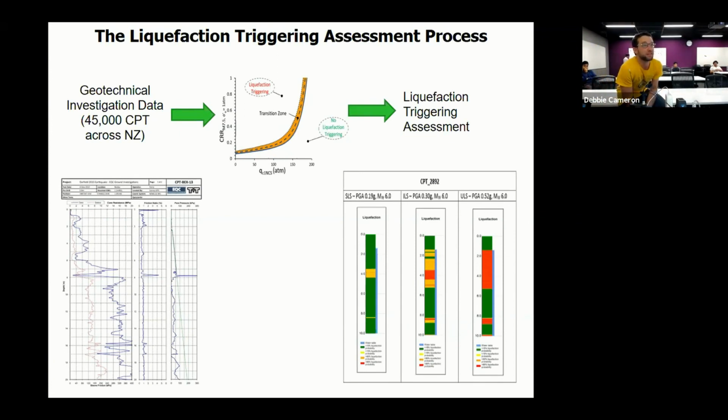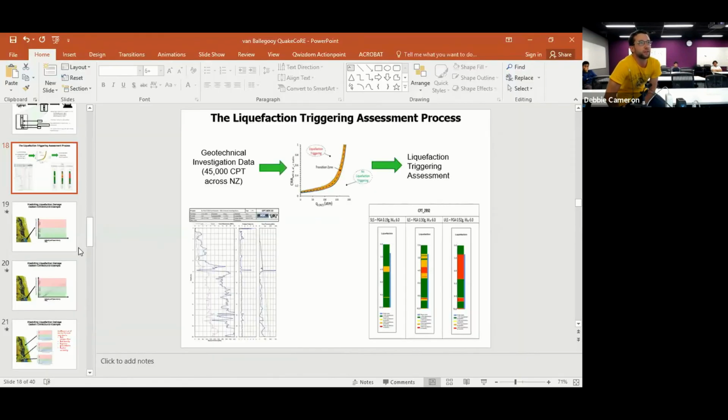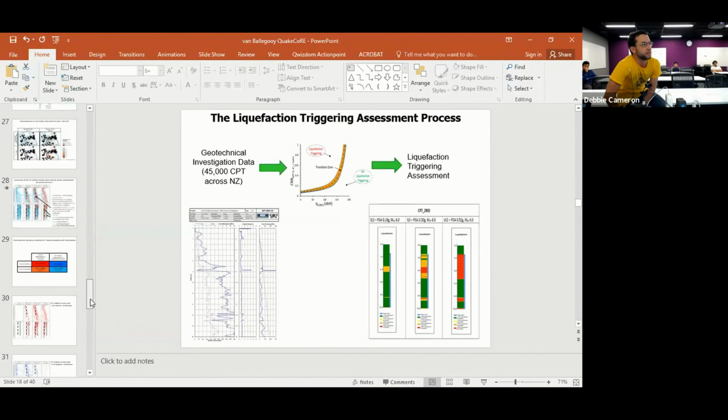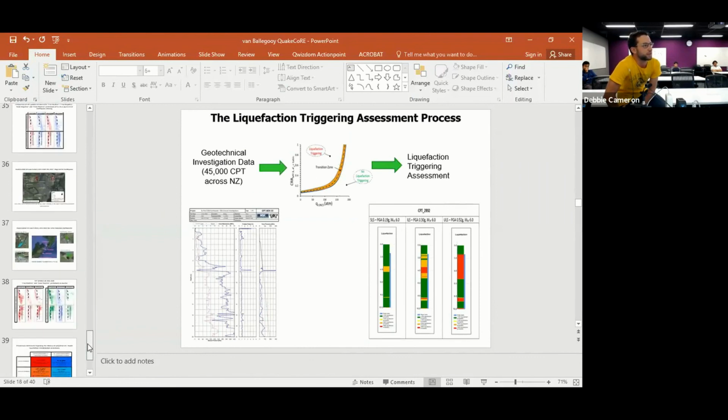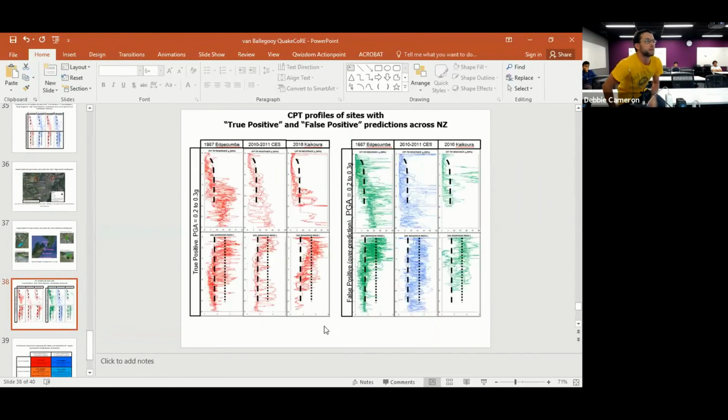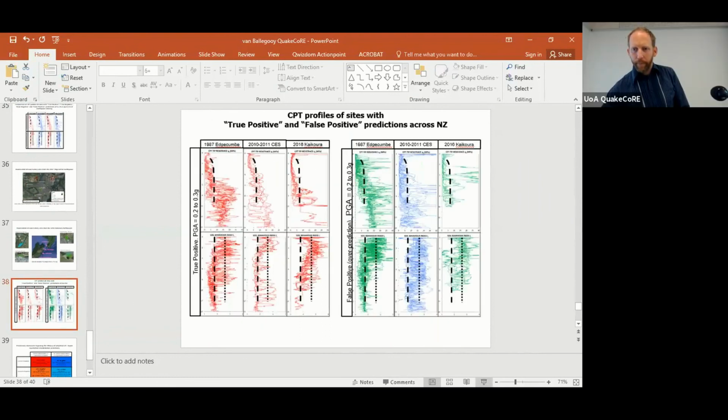Yeah, Claudio from the University of Canterbury. Sjoerd, may you show again the slides, one of the very last ones, where you compare the case histories of false positive, false negatives. Yeah. This one? Yes.